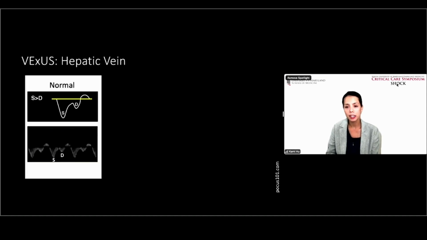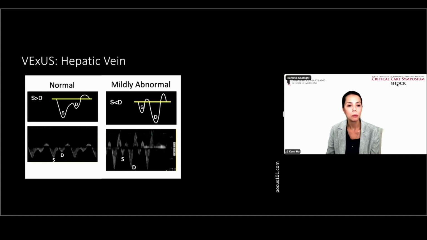This is not to teach you about the VEXUS. This is just to show it to you and help you see, the next time you give it a shot or go look at it, what you're looking for. So the first here is the normal pulse wave diagram on the top, and then what you'll see on your ultrasound on the bottom.